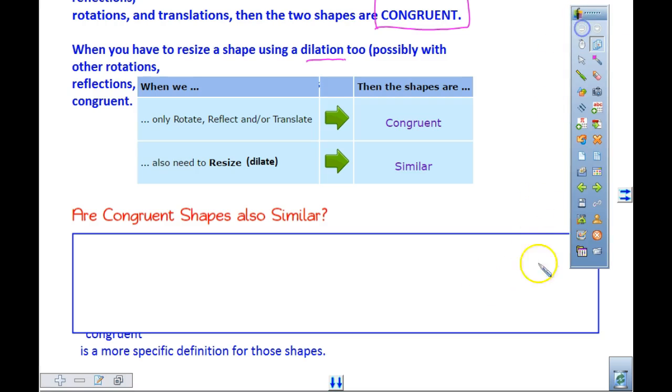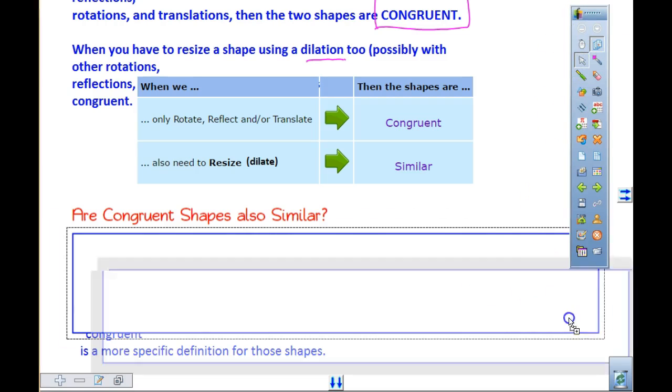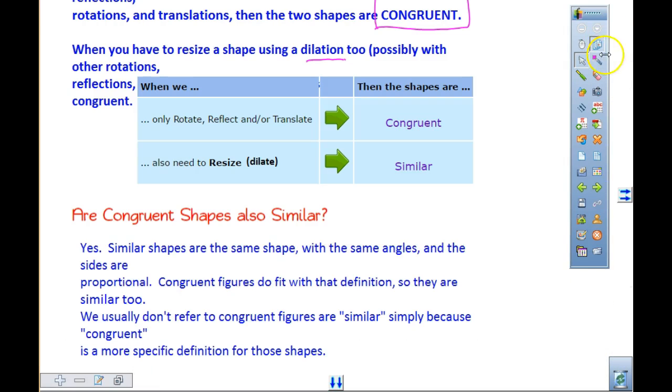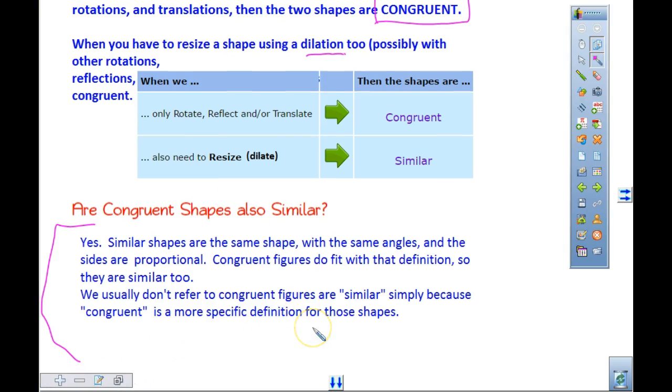So if we are thinking about that, this is what I'd like for you to write down, please, in your notes. Similar shapes, because similar shapes are the same shape, same angles, sides are proportional. Congruent shapes will be similar. So we usually don't refer to figures as similar if they're congruent. So as we look at those two different ones.